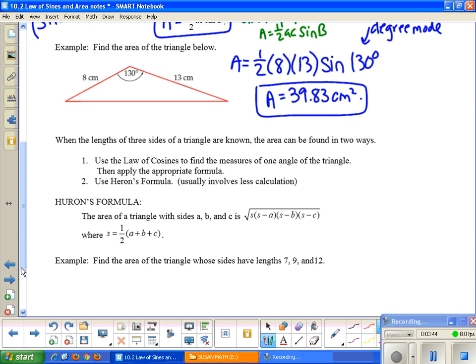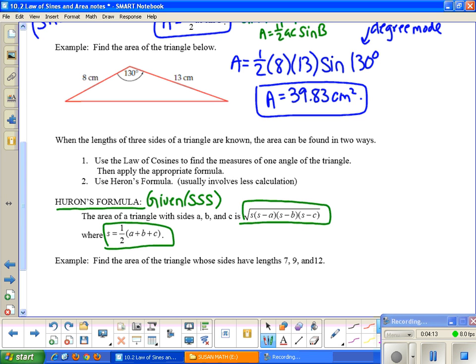Another formula to find the area is called Heron's formula. This is for when you're given three sides of your triangle. Given side, side, side, you just have to memorize the formula: the square root of s times s minus a times s minus b times s minus c. What is that s value? s is equal to 1/2 times a plus b plus c, so you add all the sides together and divide by 2.